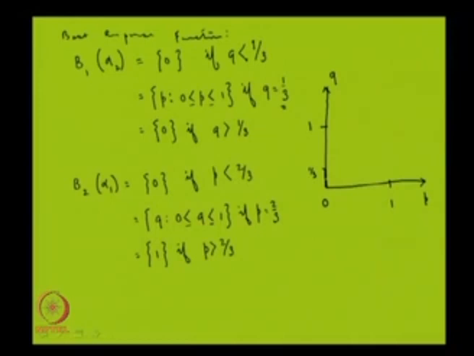If q is equal to 1/3, p can take any value. So, I get all the way to 1. And if q is greater than 1/3, p is, oh sorry, this should be 1, right? This should be 1. Then p is equal to 1. So, this is the point 1, 1.